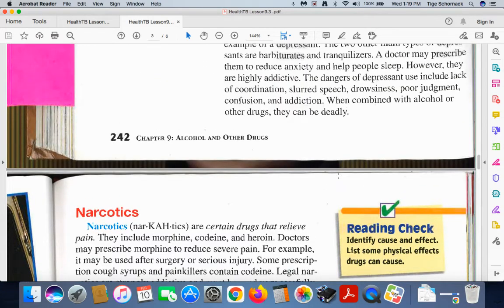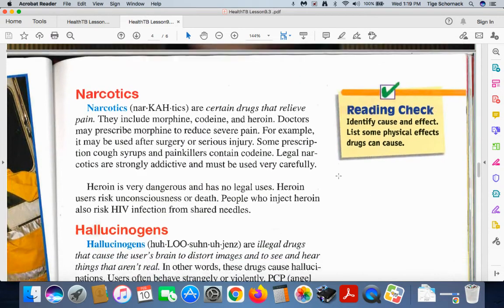You're going to make me look up the word barbiturates. I'll look it up after we read. Remind me if I forget.